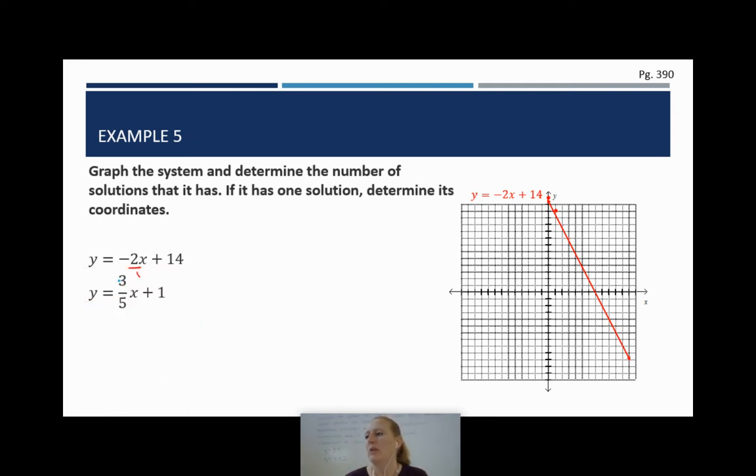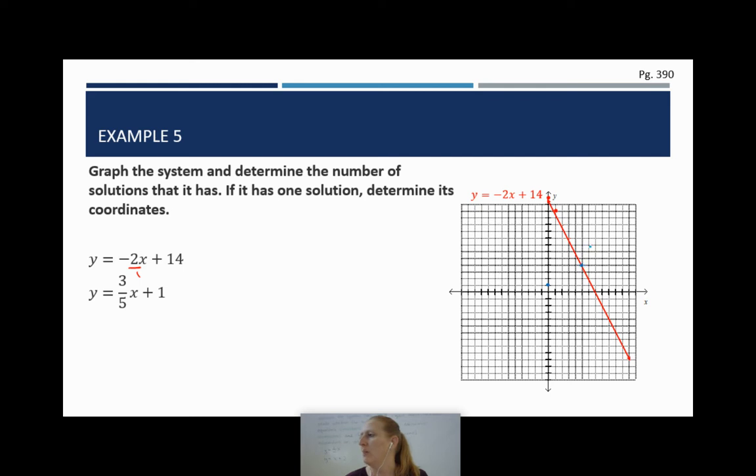So my other guy is y equals 3/5 x plus 1. All right, well, my y-intercept is 1, so up 1. There's my y-intercept, make a little dot. My slope is 3/5, so from here I need to go up 3, 1, 2, 3, and over 5, 1, 2, 3, 4, 5, so right there.